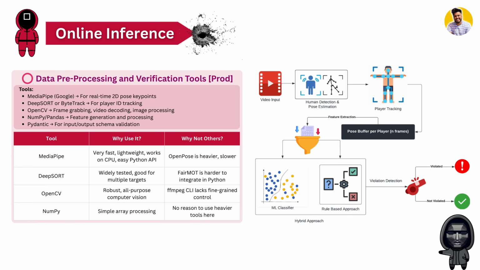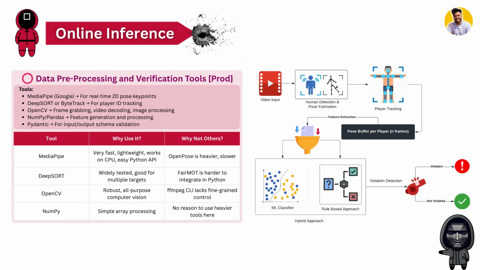So now let's move to the online inference. Whenever a video input is fed to our pipeline, we perform data pre-processing and verification using the following tools. We use MediaPipe for real-time 2D pose key points. We use DeepSORT for player ID tracking. We use OpenCV for frame grabbing, video decoding, and image processing. We use NumPy and Pandas for feature generation and processing. We use Pydantic for input and output schema validation. I already clarified why these are the best in the previous slides as well.